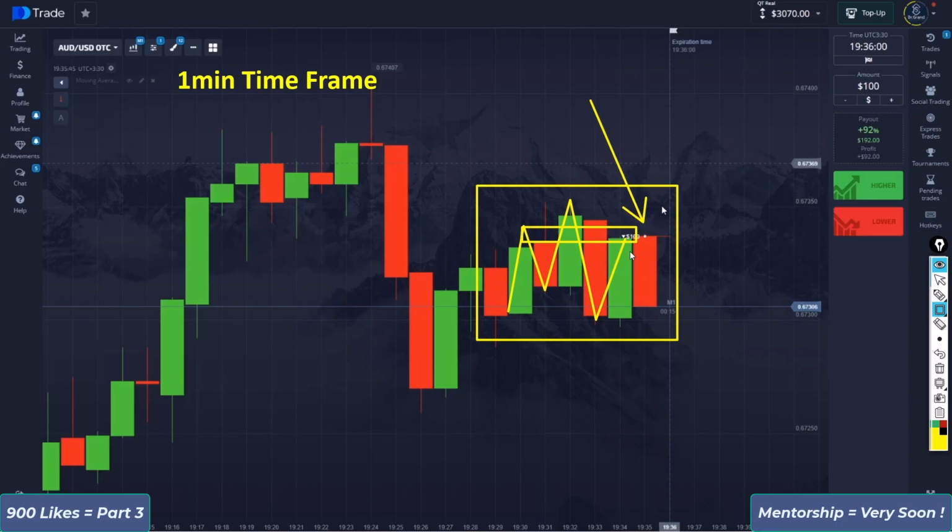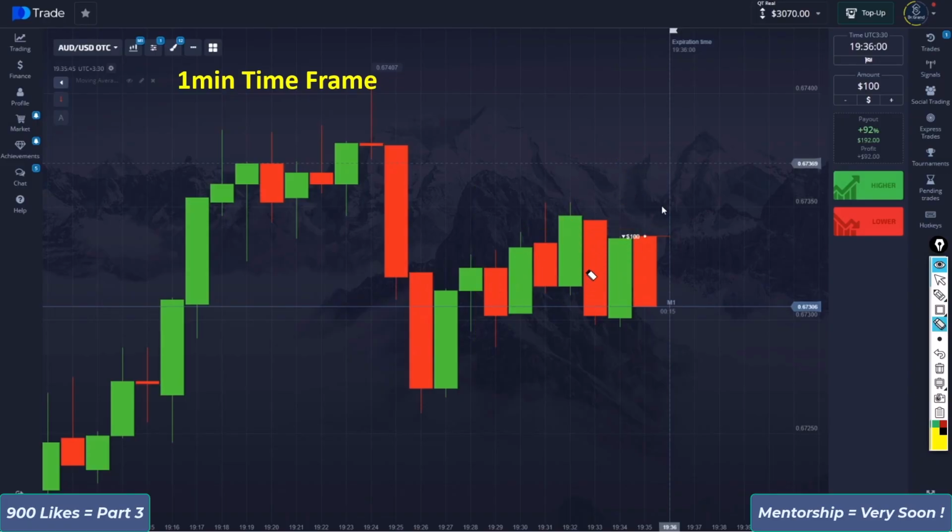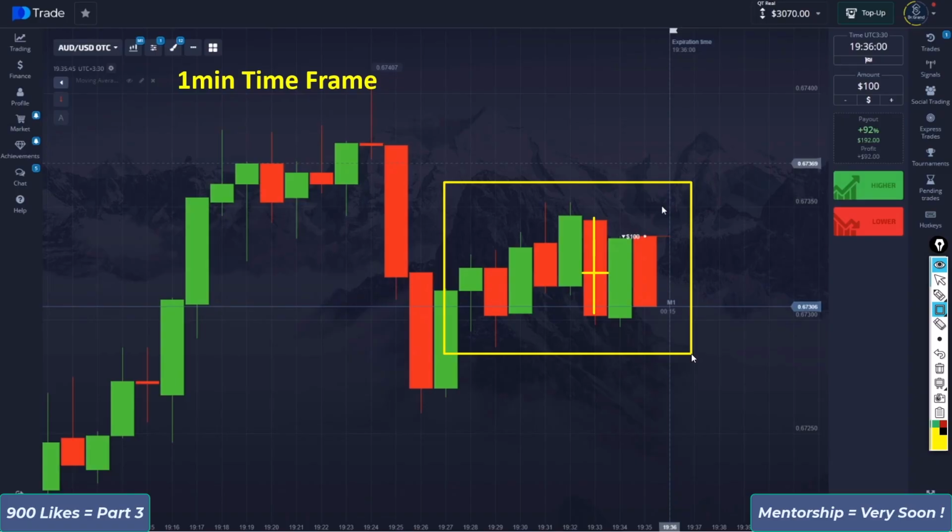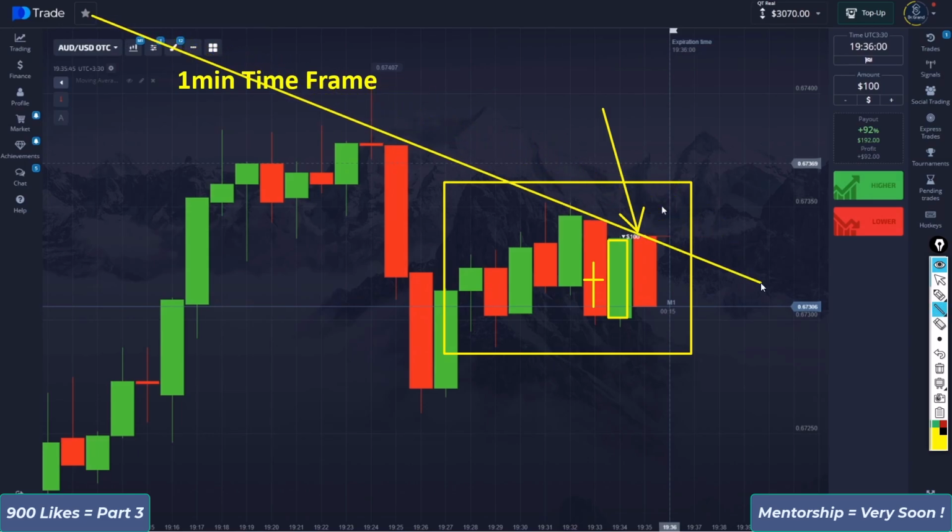Imagine that instead of this red candle here, we had pretty much a doji. Instead of this red candle, a doji. So it's still a red-green pattern, but we also have a doji break as well. It was still a QM at the lower time frame, still a red-green pattern, and also a doji break. So if we have a trend line as well, that's a super trade. I call that a super trade.